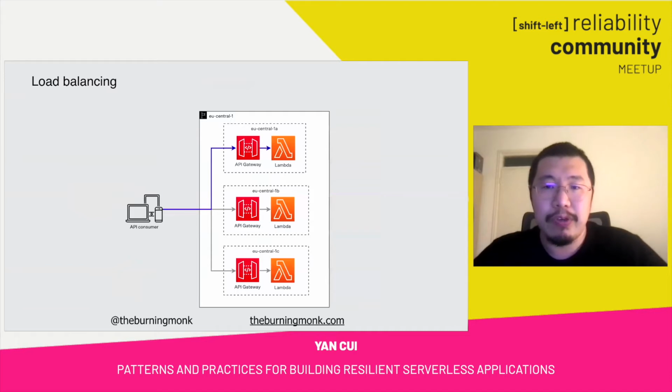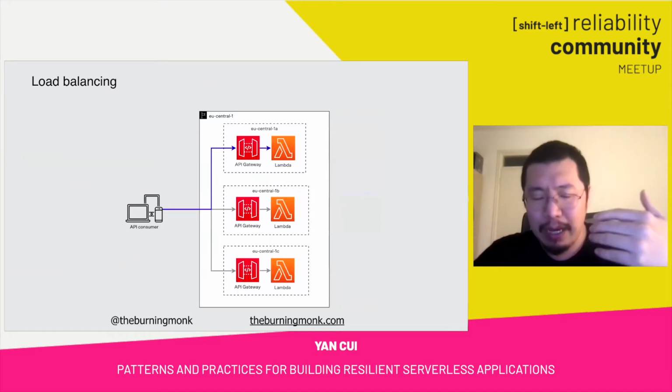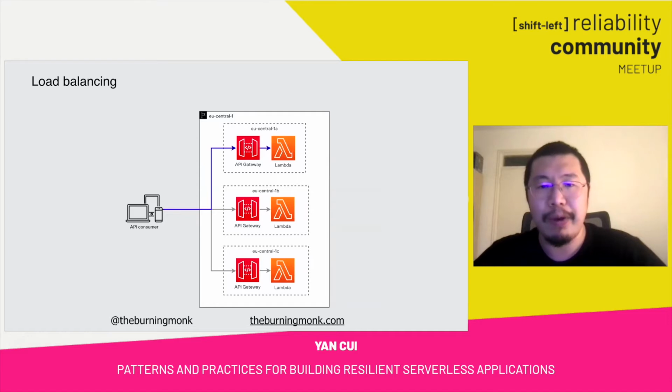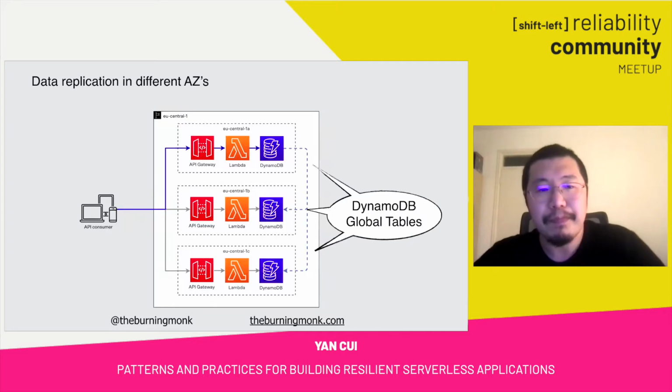And what's more, you also get load balancing out of the box. When an HTTP request comes into API Gateway, it's going to get routed to one of the available availability zones. And again, you don't have to configure anything yourself. You don't have to put in load balancers yourself. You just get that as part of using API Gateway. Same goes for Lambda as well. When a request goes to the Lambda service, it's going to get routed to one of the availability zones behind the scenes.